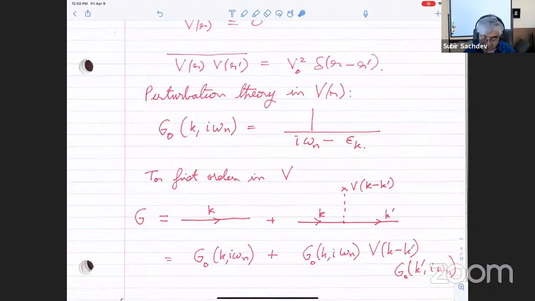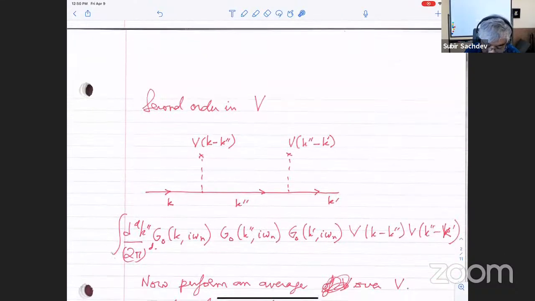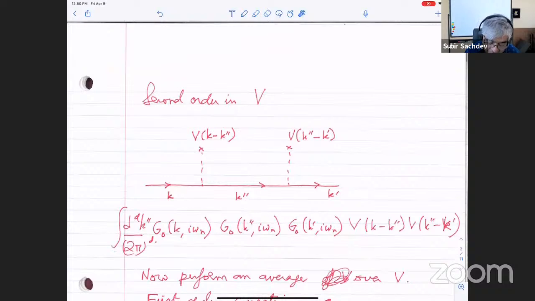Let's do it in momentum space directly. Take the Fourier transform of V. You're given some fixed V, take a Fourier transform. Then you have the bare Green's function, then you have one interaction. You get a factor of V for that, and the momentum will change. At next order, you'll get two of them, G naught, G naught, G naught at three different momenta, and the V's at the momentum transfer.